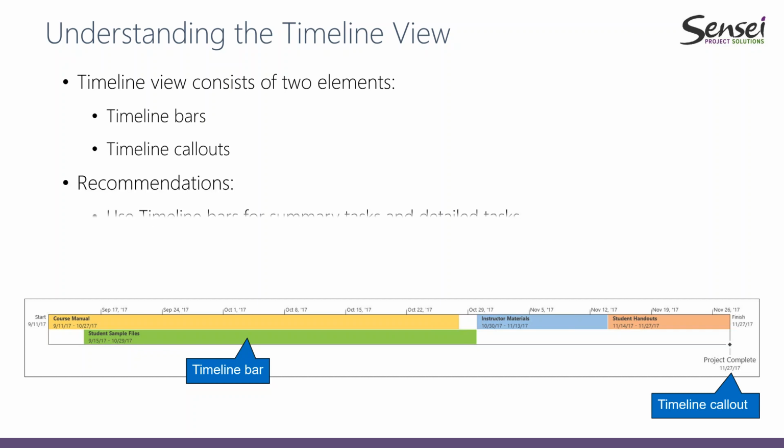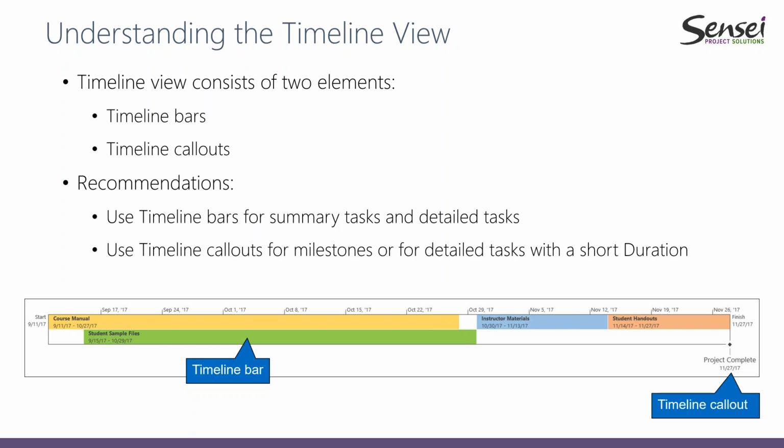So here are the recommendations as I said. Based upon what I said, the timeline bars will basically be used for summary tasks, big summary tasks, detailed information, and the timeline callouts are more for milestones or tasks that are short in duration but that needed to be displayed in the timeline.